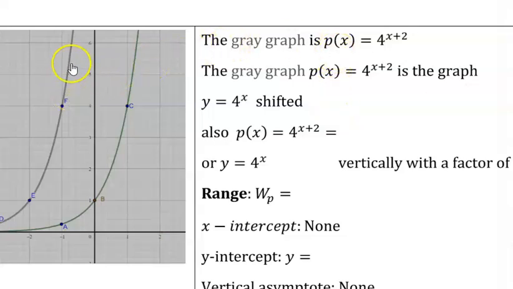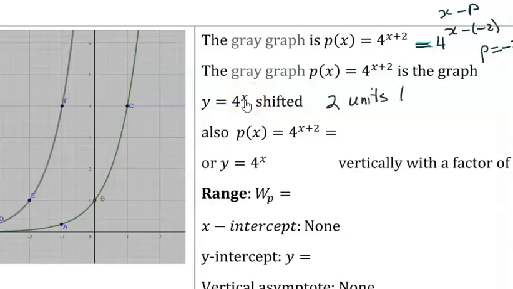If you look at the gray graph, this is this one here. Again, I can write that as 4 to the x minus p, where p is equal to minus 2. So the gray graph is 4 to the x shifted 2 units to the left.